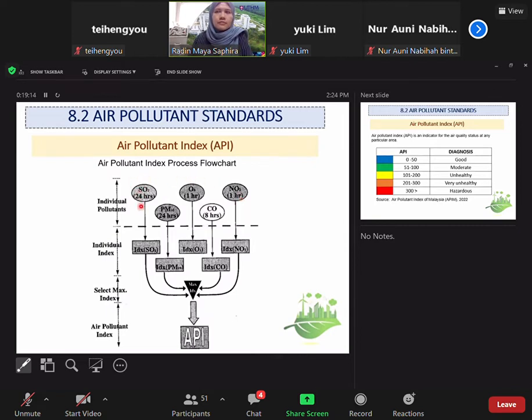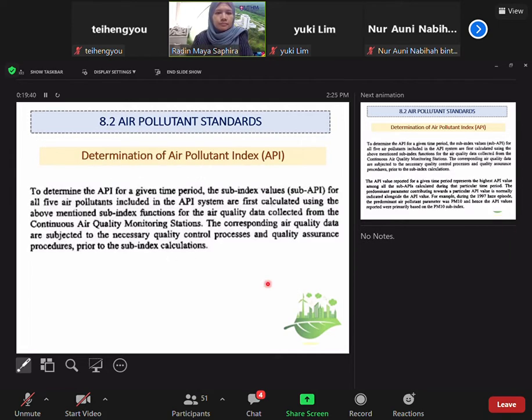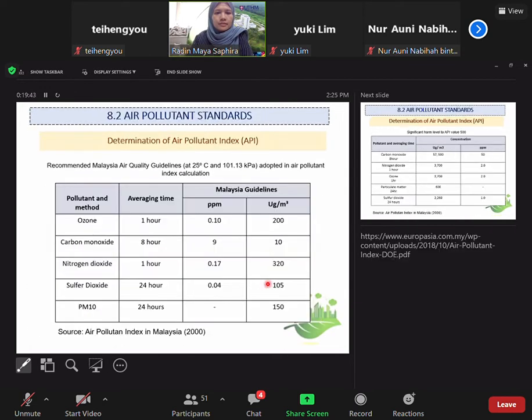The device depends on what parameter you want to collect, and the sensor is also different, each parameter has a different sensor. Then we calculate the total API. After we calculate, we can classify whether it is good or moderate. You can read that yourself. And this is the averaging time, which I explained earlier.